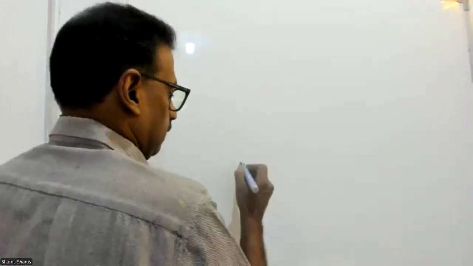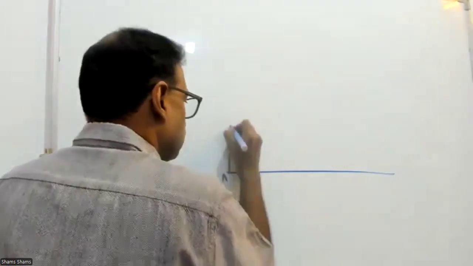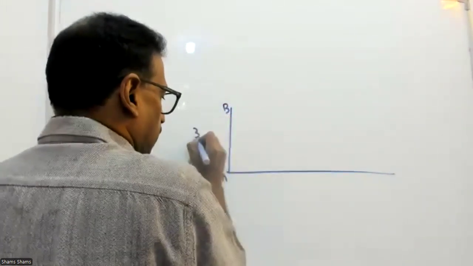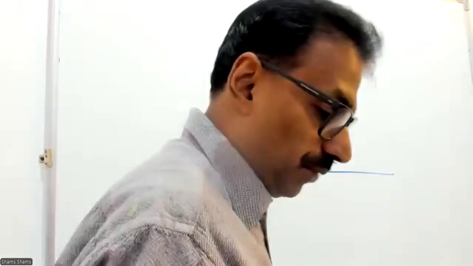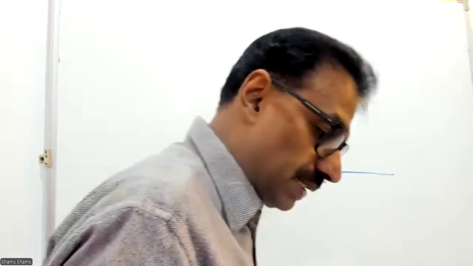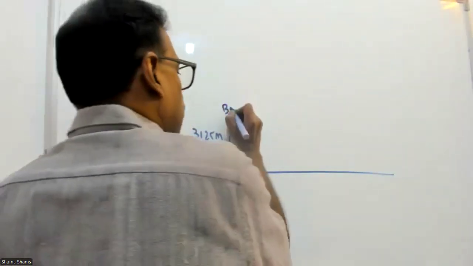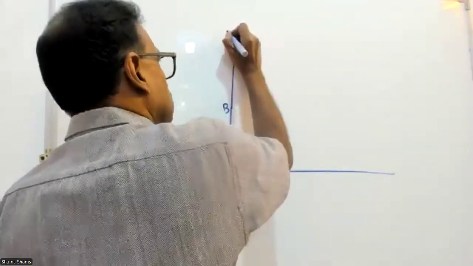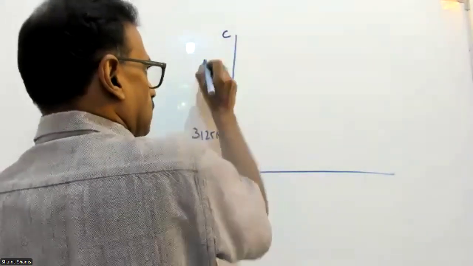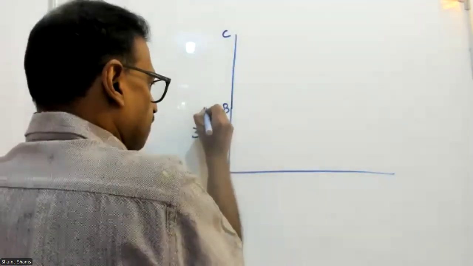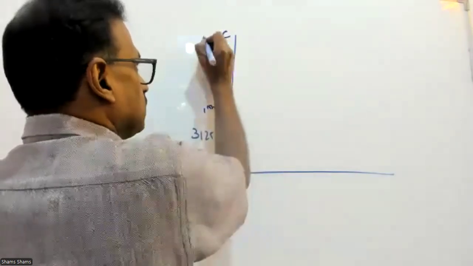An aeroplane, listen, an aeroplane when flying at a height of 3125 meter from the ground passes vertically below another plane. The height is E, this height is 3125 meters. This is vertically below another plane. This is the first plane, this is the first flight, this is the second flight.